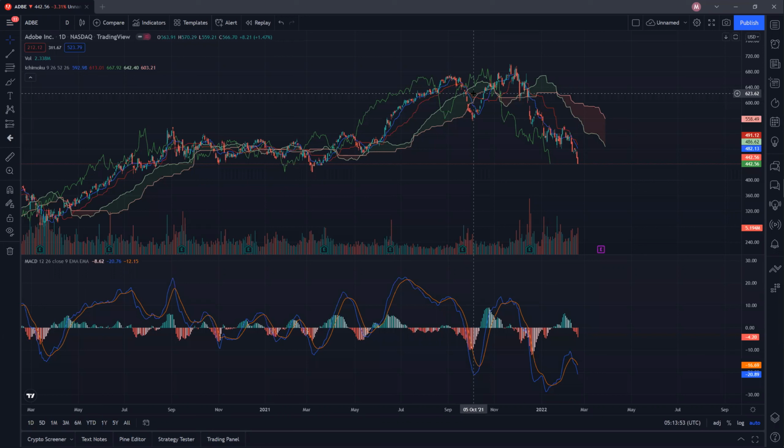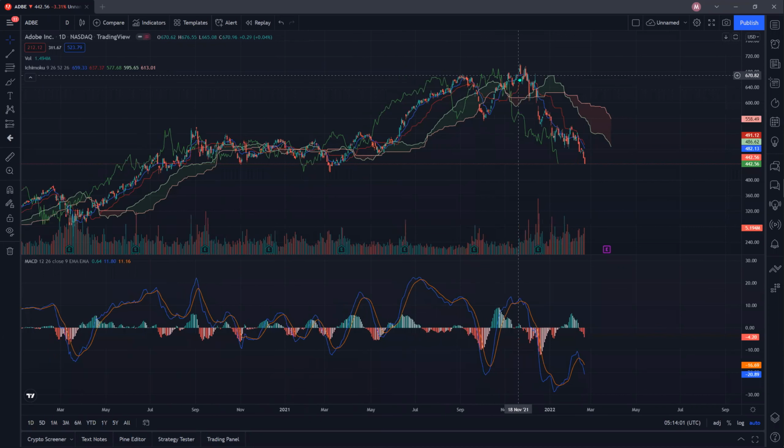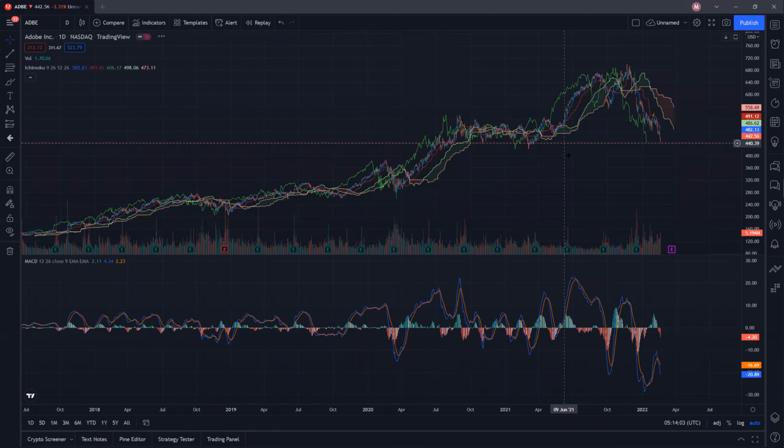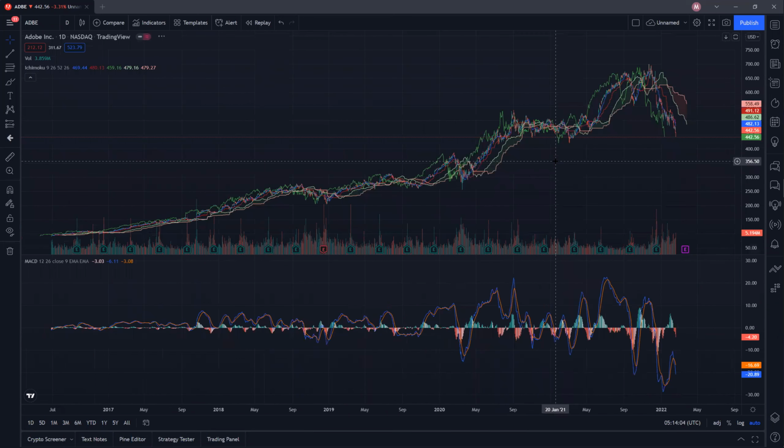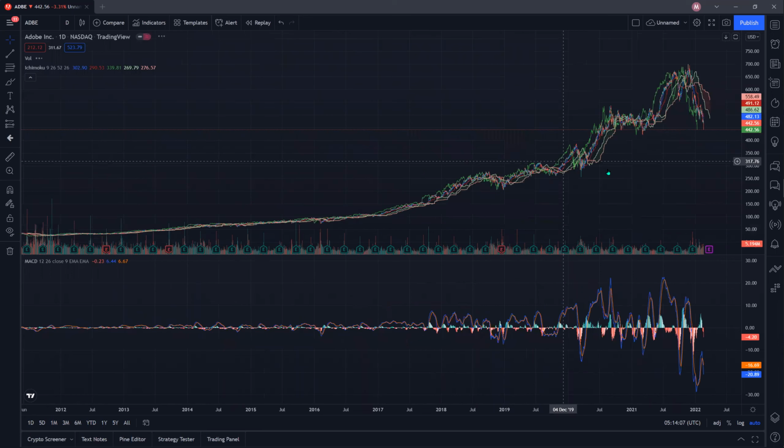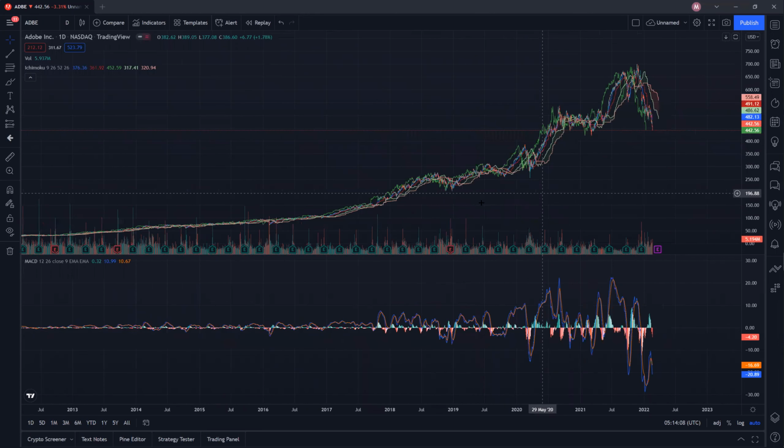I'll first start off by analyzing the daily charts, followed by the weekly charts, and monthly if necessary. Okay, so let's take a look at ADOBE. We actually had a very good uptrend, but currently the correction seems to be bigger than usual, so you need to be forewarned.